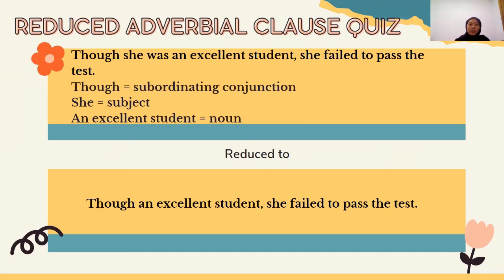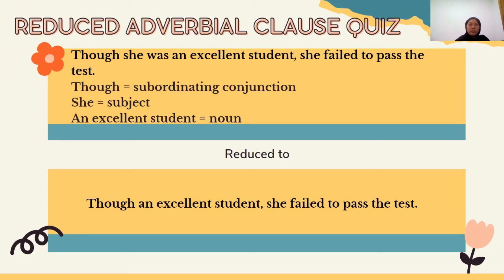Why? So different from the previous sentences, we have to keep the subordinating conjunction, but we also have to remove the subject and the verb be. In this sentence it is she was. And the third one, we have to keep the noun or the adjective.